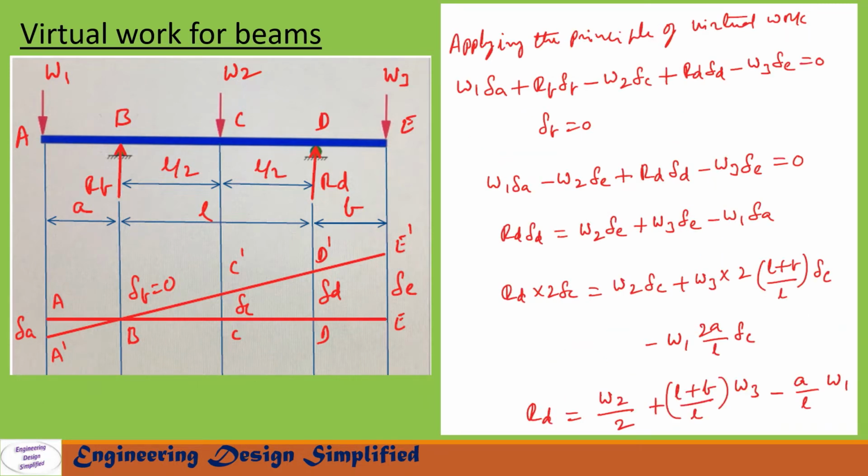Now let us write the virtual work equation. The equation is W1 into delta A plus RB into delta B minus W2 into delta C plus RD into delta D minus W3 into delta E equal to 0. In this equation, delta B equal to 0, and we have seen in the previous slide delta A, delta D, delta E in terms of delta C. After substituting all those into this equation and simplifying, we get the reaction at D, RD equal to W2 by 2 plus (L plus b) by L into W3 minus a by L into W1.